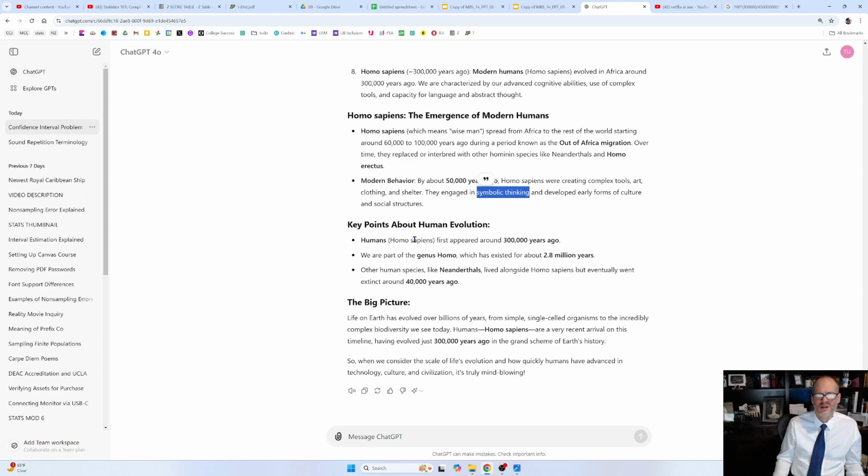Key points about human evolution. 300,000 years ago, humans first appeared, and were part of genus Homo, which existed 2.8 million years ago. Other human species like Neanderthals lived alongside Homo sapiens, but eventually went extinct 40,000 years ago. Life on Earth has evolved over billions of years, from simple single-celled organisms to the incredibly complex biodiversity we see today.